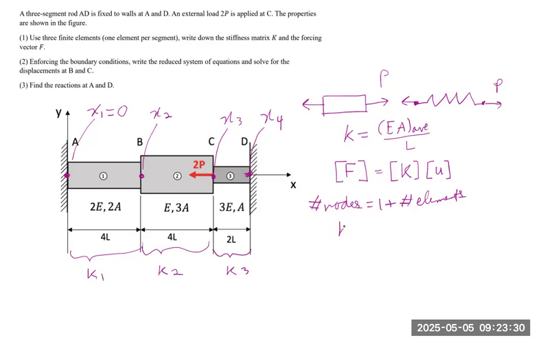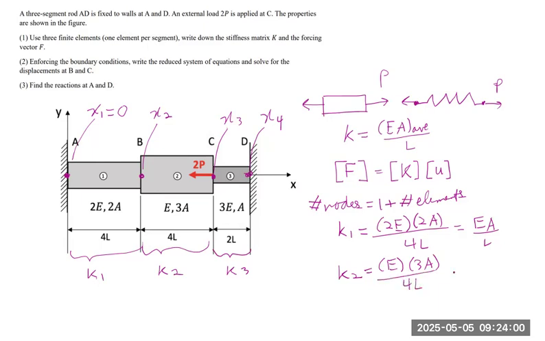So for instance, K1 is going to be equal to 2E times 2A divided by 4L, which is equal to EA over L. And then K2 is going to be equal to E times 3A over 4L, which is equal to 3 over 4 EA over L. And K3 is going to be equal to 3E times A over 2L, which is equal to 3 over 2 EA over L.